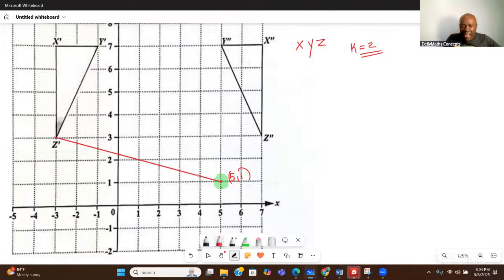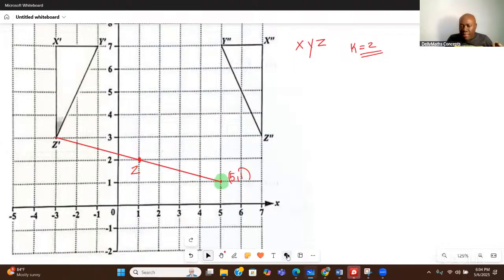So you're going to have to find half of this distance. That's one way you could do it; there are multiple ways. Half of this distance right here will take you back to where Z was. Half of the entire distance is where Z was. So Z was here, and when it enlarged, the distance from the center doubled and reached Z prime.